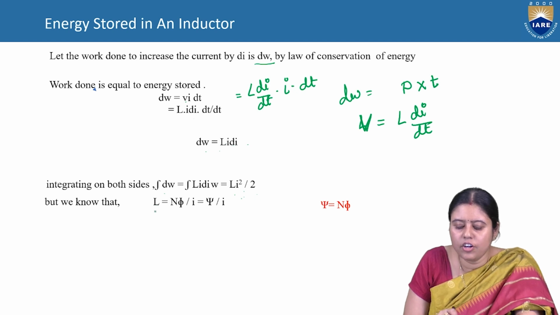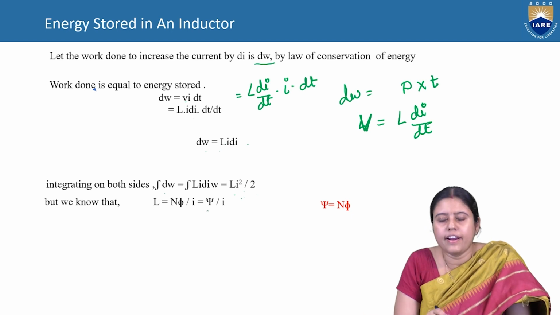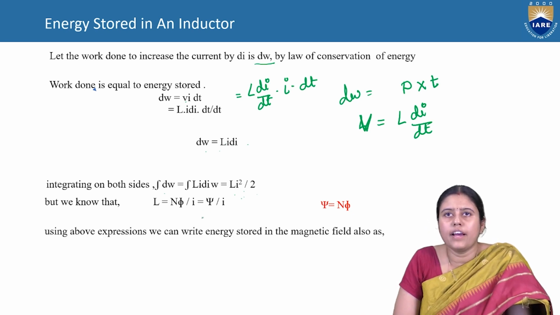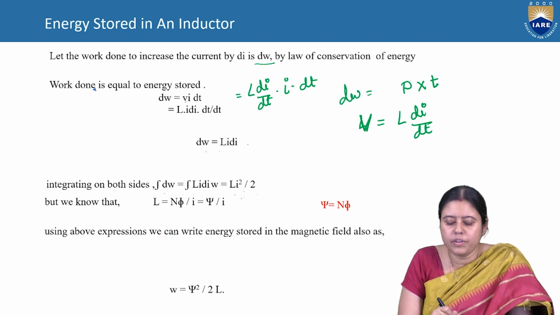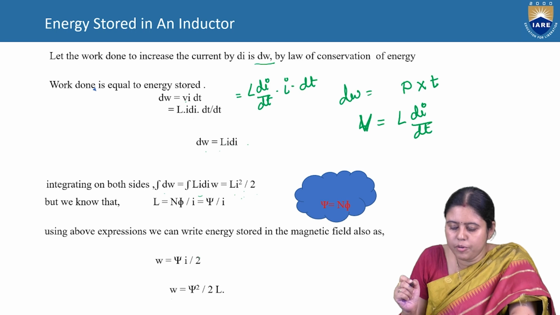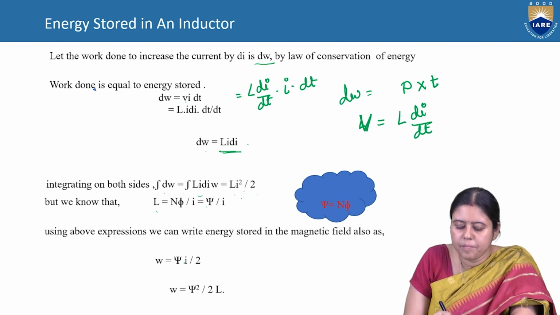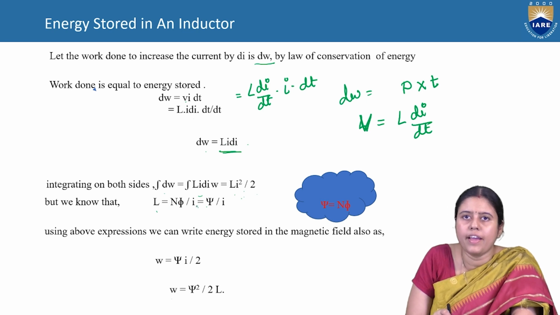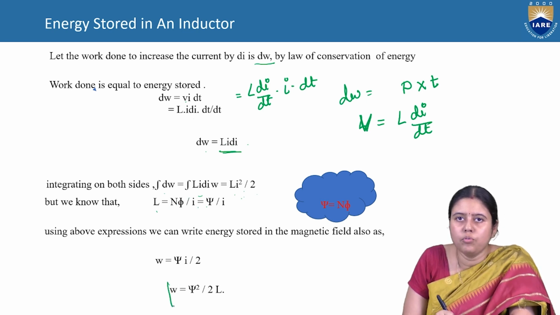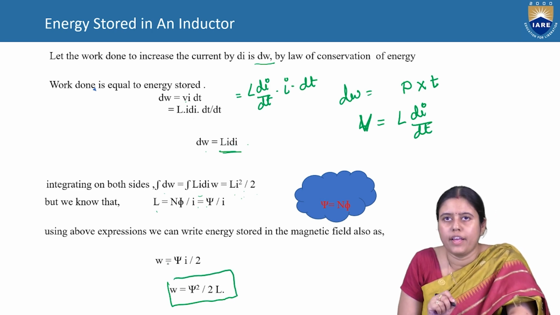Again, L, as we discussed previously, is equal to N phi by I, or we can write psi by I. So we can also write that W is equal to psi I by 2, in the place of L writing psi by I. What is psi? Psi is equal to N phi, and if we put the value, we will get W equals psi square by 2L.